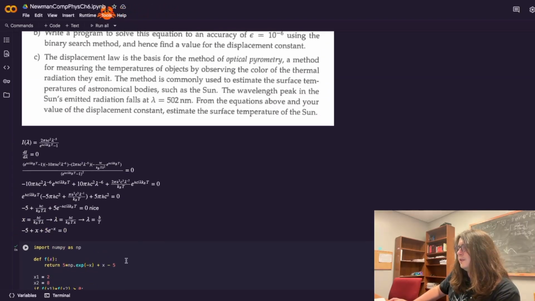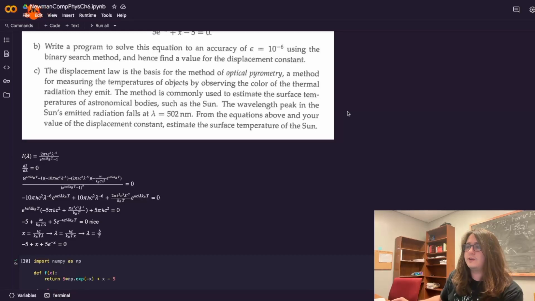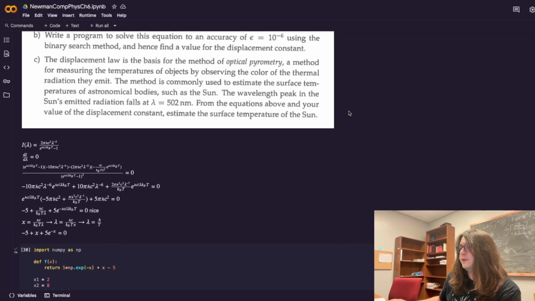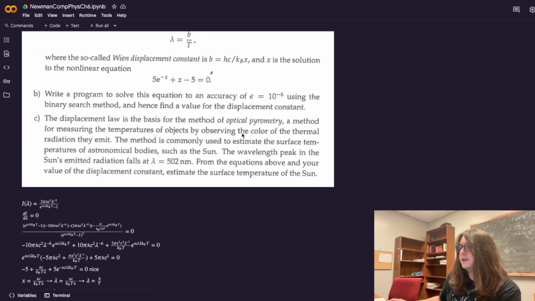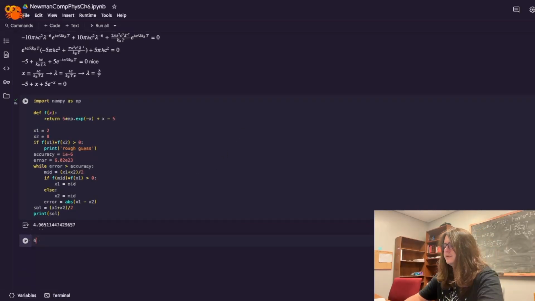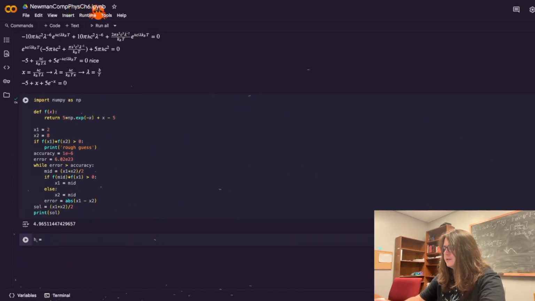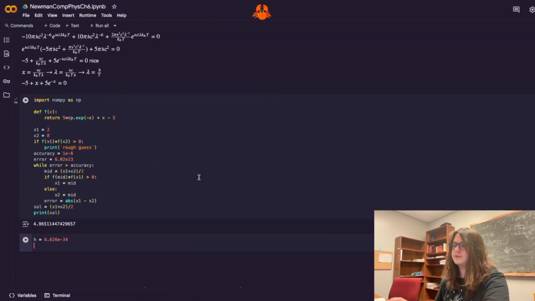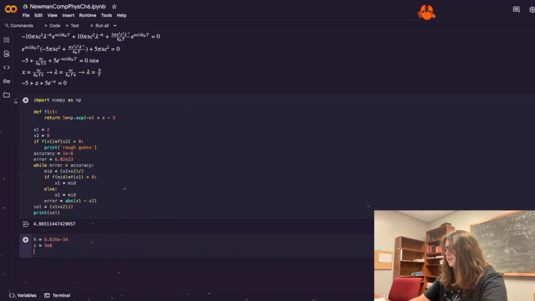And so the next part of the problem is to use that solution to calculate the surface temperature of the sun, which is when we're going to put all these constants back in. So h is Planck's constant. It's 6.626 e to the minus 34 joule-seconds. And then c, the speed of light, is just 388 meters per second. kB, Boltzmann's constant, is just 1.38 times 10 to the minus 23.